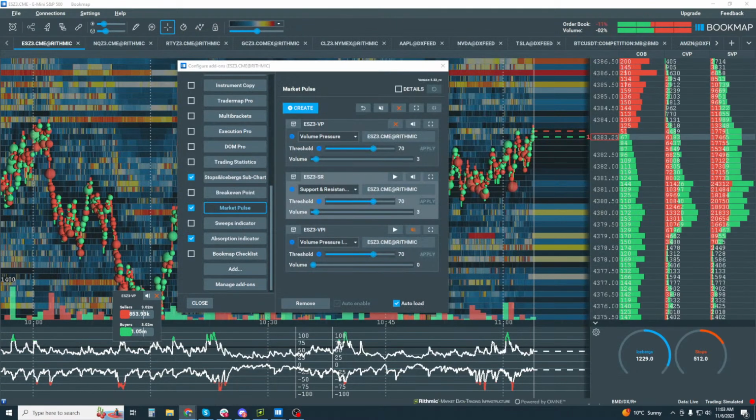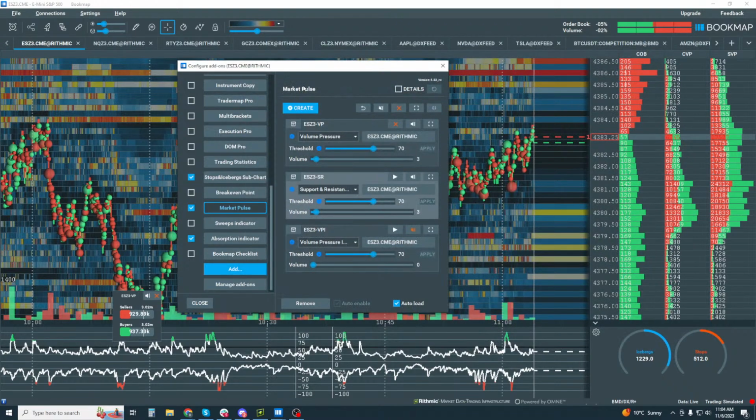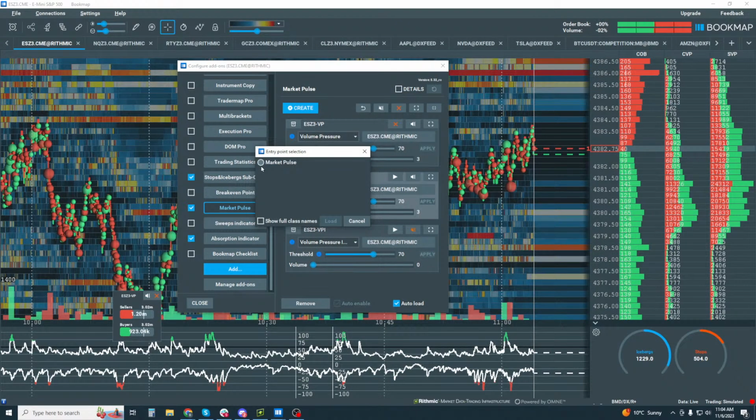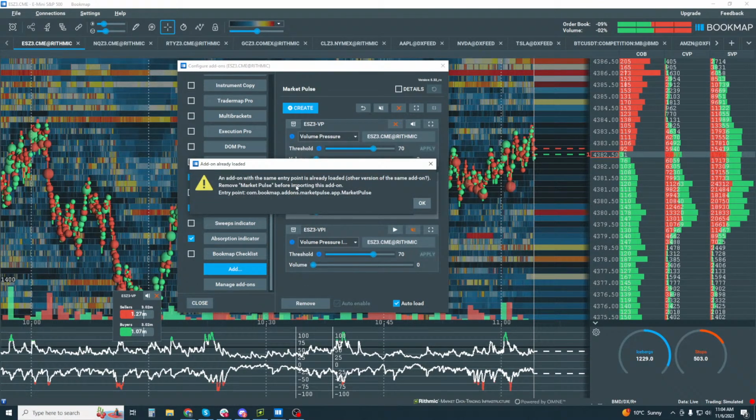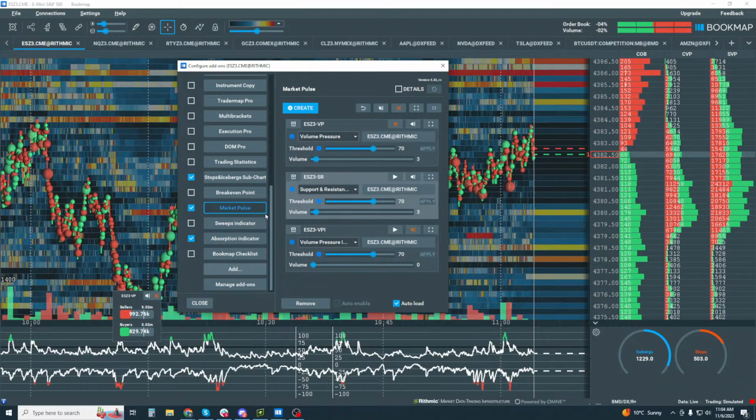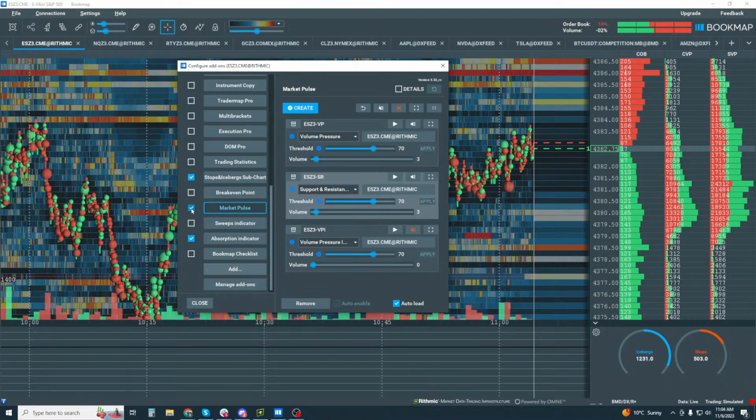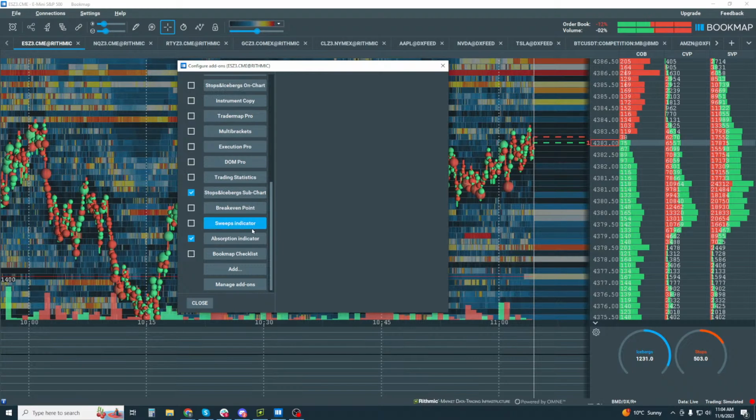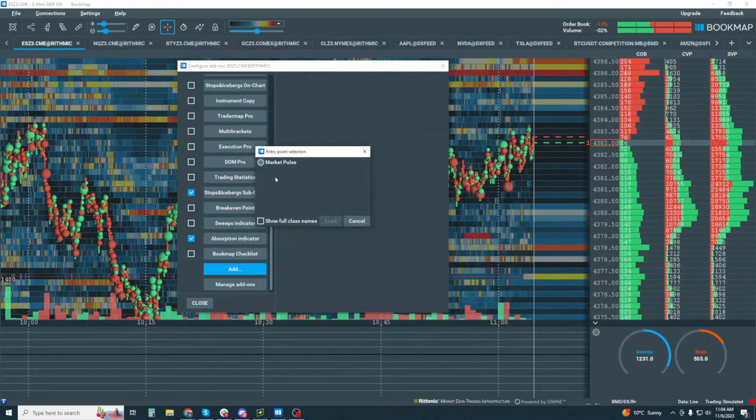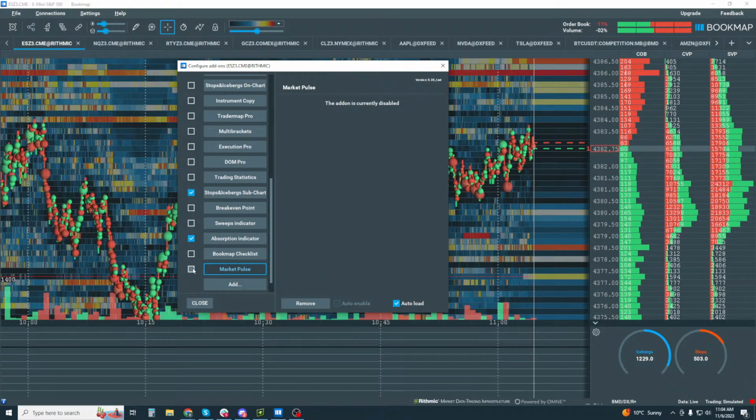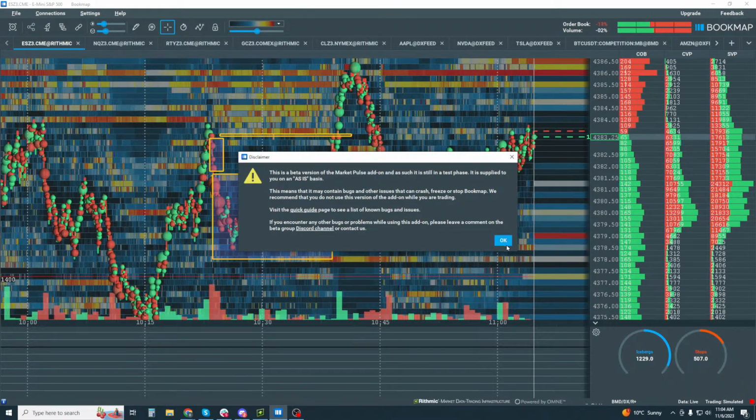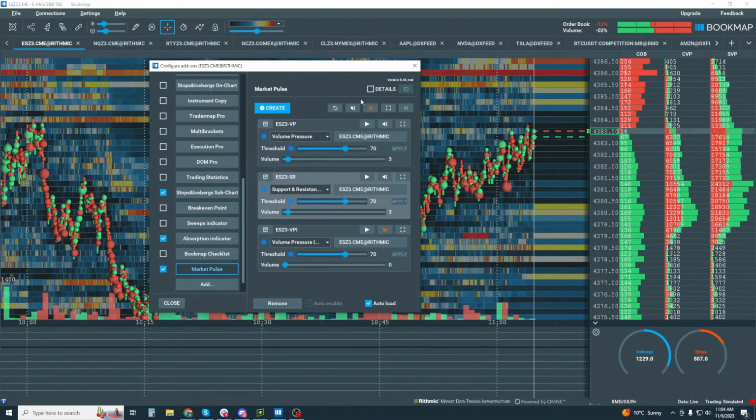So, for example, I'm going to add in the new one for Market Pulse here. I just downloaded it. Okay, it's already loaded, sorry about that. Okay, this is under test phase. Now this is not even beta here, so just so you guys know.